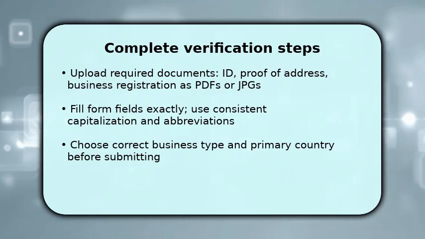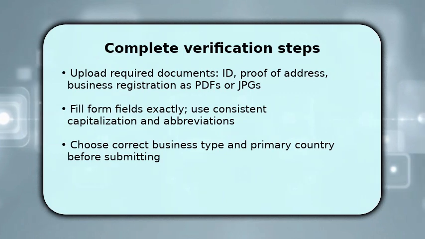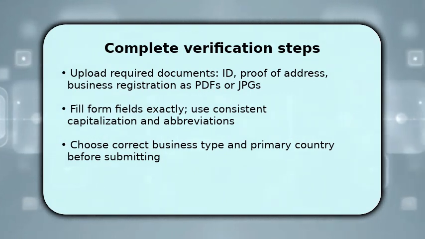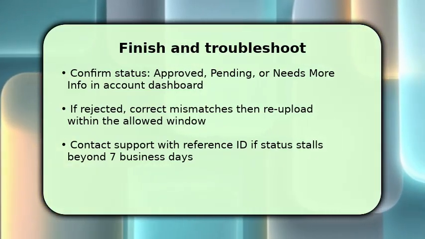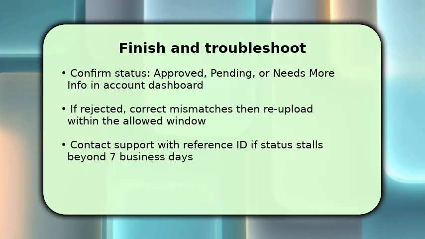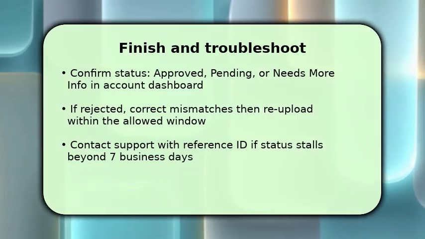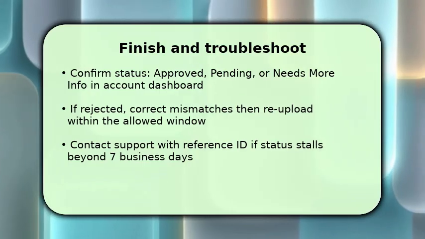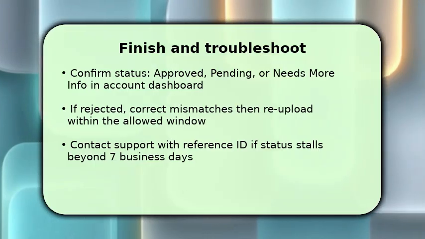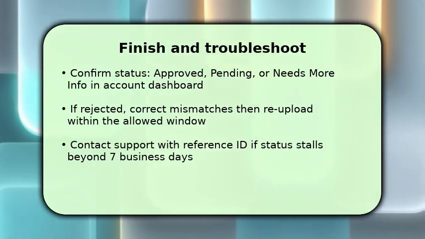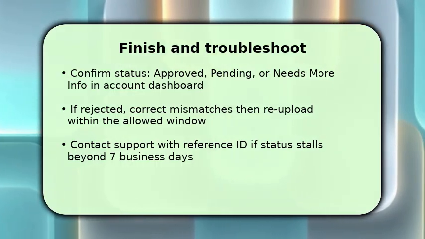After submission, watch the verification status and your email for any follow-up requests. Respond promptly. Once you submit, monitor the dashboard for approved, pending, or needs more info, and act according to the result. If approved, verify payment methods and add compliance so campaigns run smoothly. If it's rejected, identify exact mismatches, name spelling, address format, or document type, correct them, and re-upload promptly. If the status stalls longer than 7 business days or you get unclear instructions, contact Google support with your verification reference ID so a human can review.